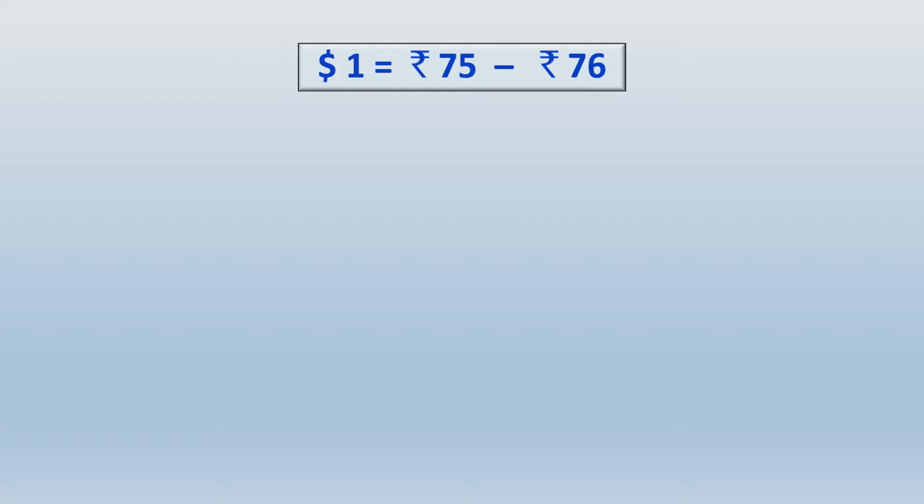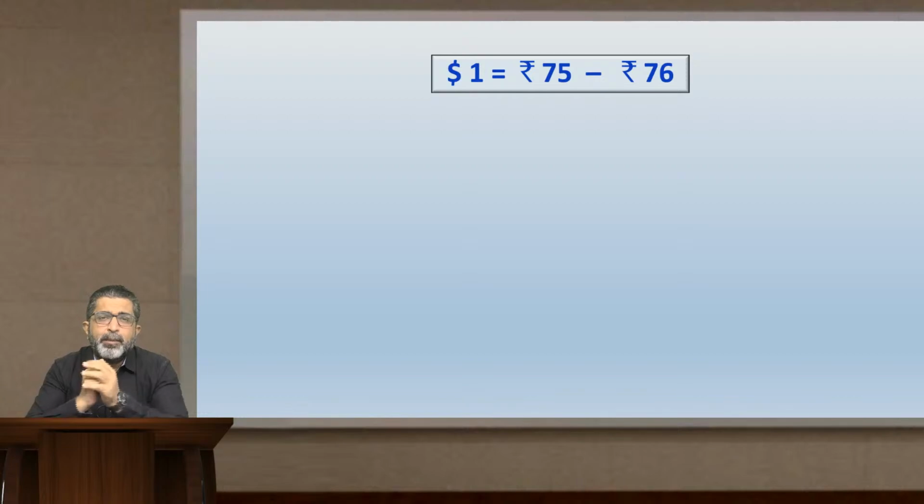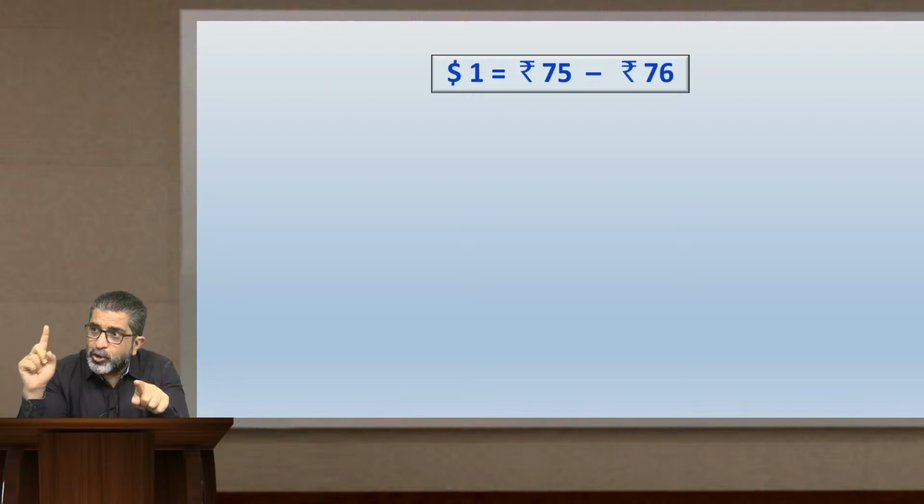So $1 equals rupees 75 to rupees 76. How would you interpret this particular rate? This is a two-way quote. This is an example of a two-way quote. So if you are going to a bank and the bank is giving you this kind of exchange rate quotation, it is clear that as a customer, when you have to buy dollars from the bank, the bank would charge rupees 76 for each dollar. But when you have to sell dollars to the bank, the bank will give you only rupees 75.